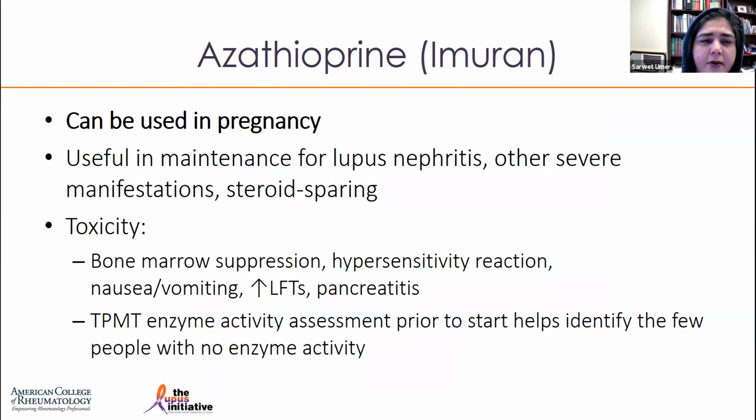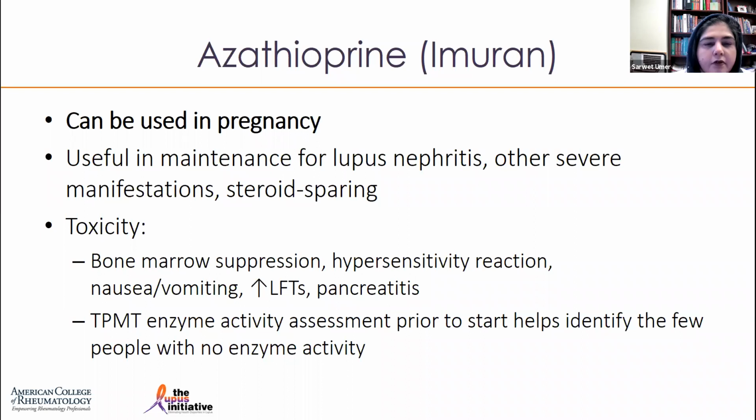Azathioprine, Imuran, is another medicine which can be used in pregnancy, and it is a useful maintenance medicine for many lupus manifestations, including lupus nephritis, and will help us to be steroid sparing. It's also used for cytopenias and helps those patients. It has its own toxicity, especially if we use much higher doses.